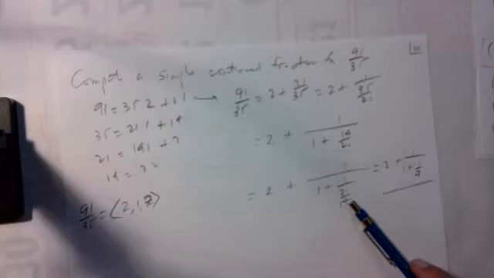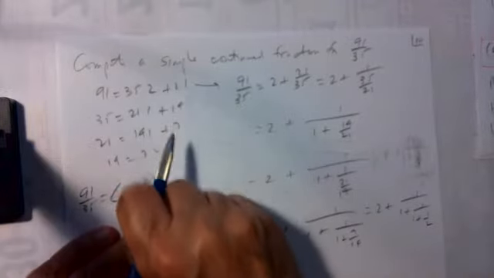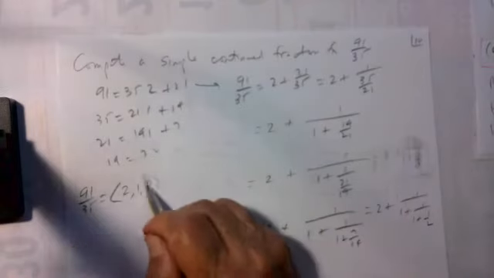Oh, sorry, something's not right here. Yeah, I should have done it like this. I really want to follow the algorithm. So 21 over 14 is 1 plus 7 over 14, which is 2 plus 1 over 1 plus 1 over 1 plus 1 over 14 over 7, 1 over 2. So 2, 1, 1, 2. That's the continued fraction for 91 over 35.